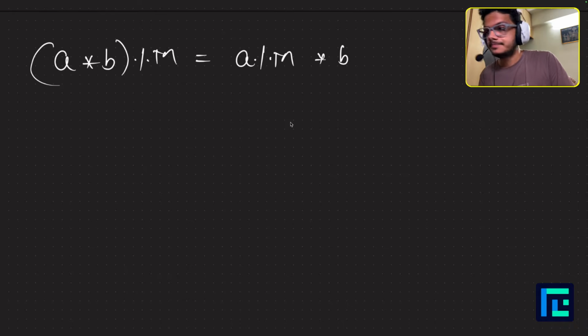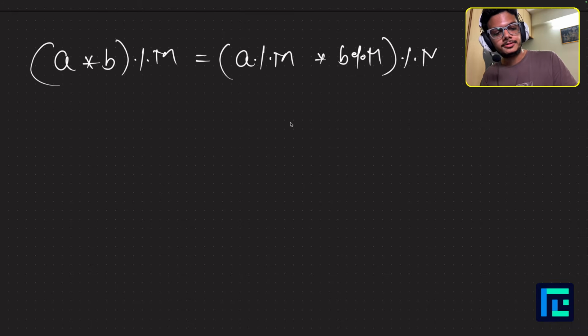The property of modulus is, if you have a into b mod m, there is this fundamental property of mod that it can be equal to a mod m multiplied by b mod m, the entire thing multiplied and then taken mod m. So this is the fundamental property of mod. If you want to see, I can give an example here.